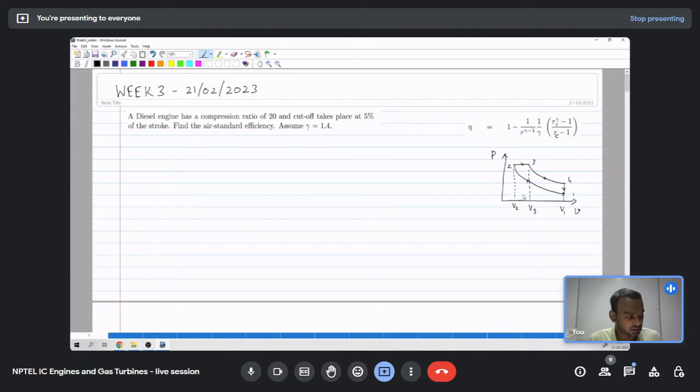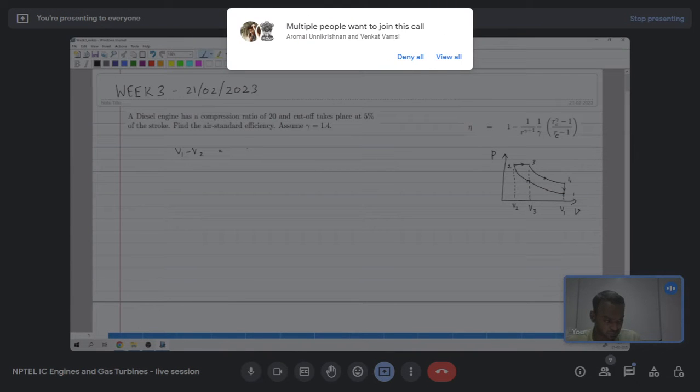Now I take volume at the beginning of compression as V1, volume at the end of compression as V2, and volume at the end of combustion, that is after the cutoff, as V3. We have been told that the cutoff takes place at 5% of the stroke. So the overall stroke is V1 minus V2, and V3 takes place at 5% of the stroke. That means V3 minus V2 is 5% of this, so we have 5 by 100.